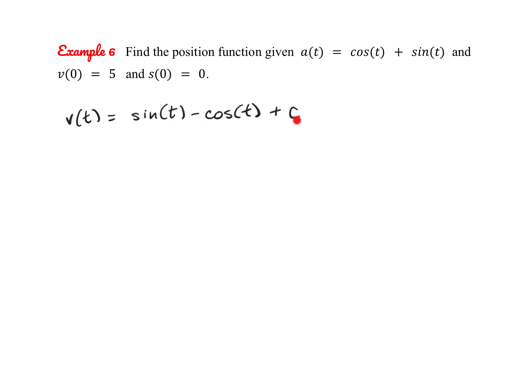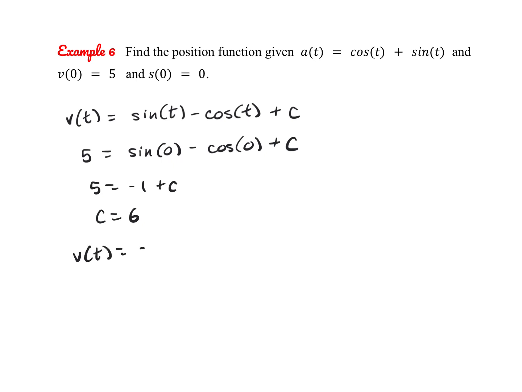Now here, with our first constant, we are given a piece of information about our velocity. We know that the velocity when time is 0 is equal to 5. So we can substitute that value, that coordinate, to help us solve for c, our constant of integration. We know the sine of 0 is 0, the cosine of 0 is 1, so we have 5 equals negative 1 plus c, so c equals 6. So our velocity function is sine of t minus cosine of t plus 6.